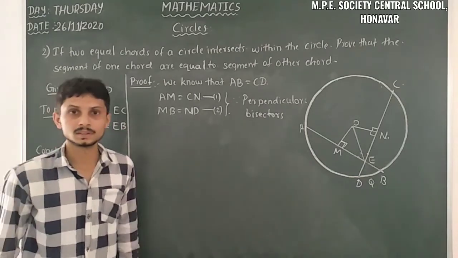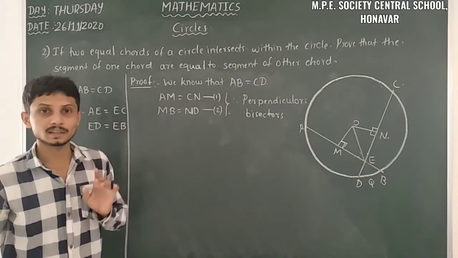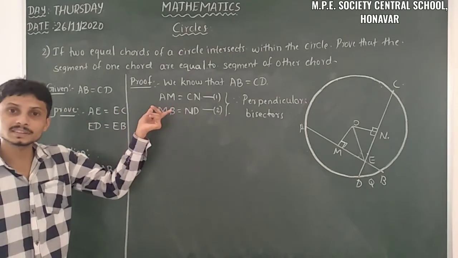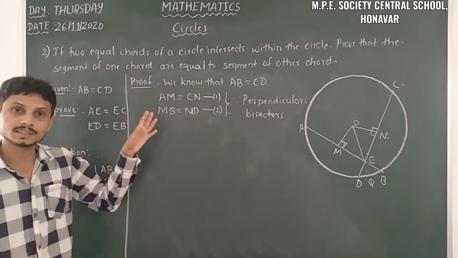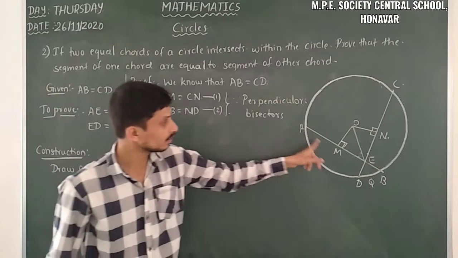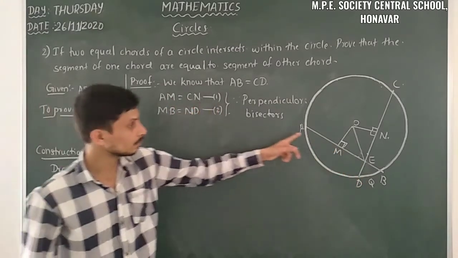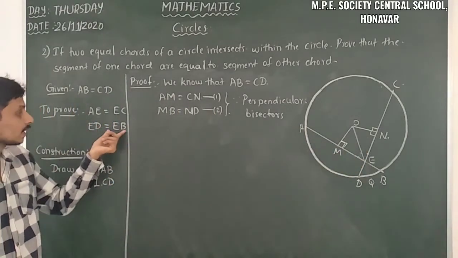And then here just observe AM is equal to CN. So we want AE is equal to EC. How much is it? We want to know how much distance we want here. So here AM we have, which means here we want ME, and here CN means here we want NE. Yes, so here just observe, ED and EB we want.